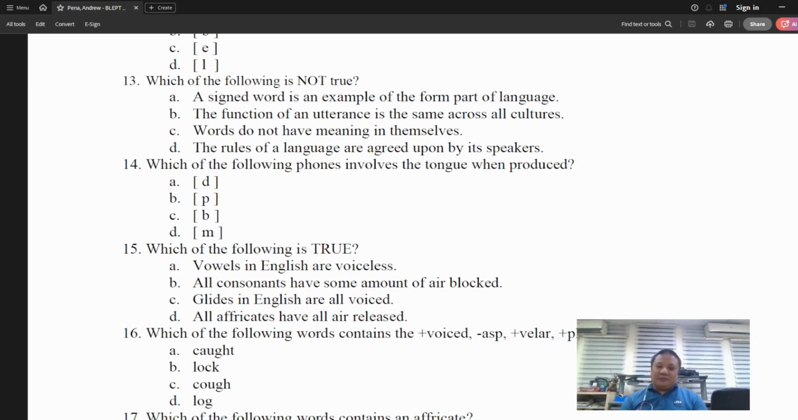Vowels in English are voiced. Glides in English, some of them are voiced, some are voiceless. Affricates don't have all air released. In fact, they start out as a plosive where all air is blocked and released as a fricative where some small amount of air passes through.